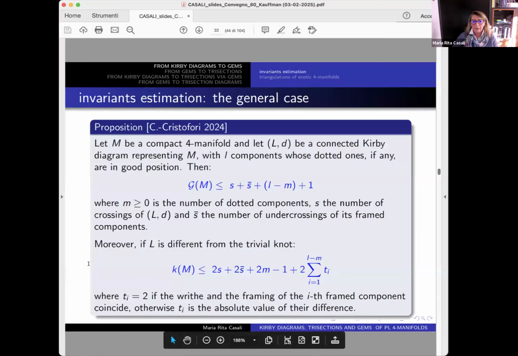Now let us see some applications of the construction. The first one regards the possibility of estimating both the invariance regular genus and the gem complexity of the represented four manifold by means of combinatorial properties of the Kirby diagram. In fact, it involves the number of crossings, the number of framed and dotted components, together with other elements that can be easily computed by the diagram.